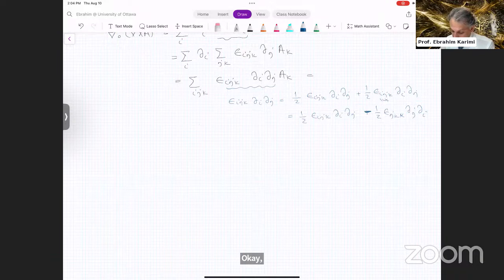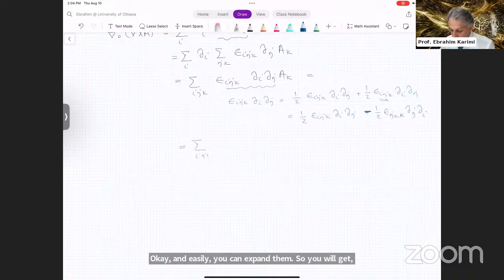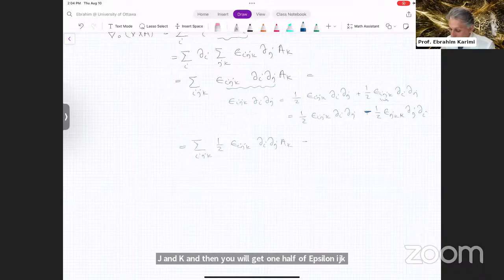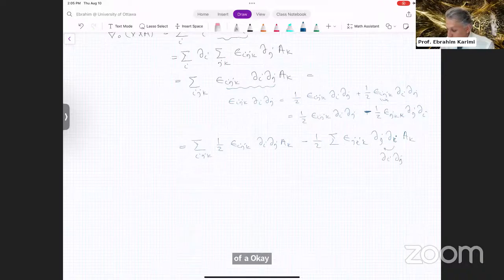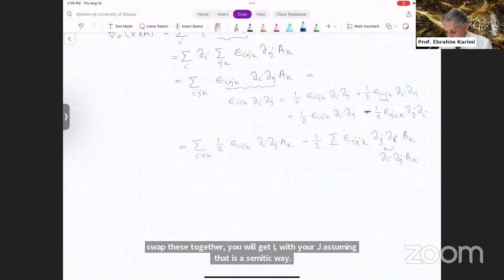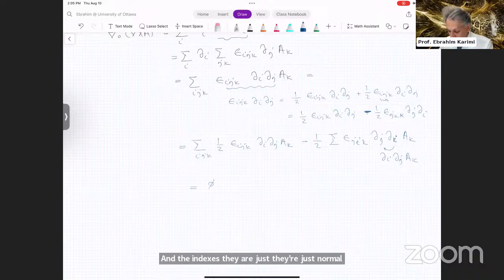So you will get the summation of i, j, and k, and then you will get 1/2 of epsilon i j k, derivative of i, derivative of j, a k, and then minus 1/2 of summation of epsilon j i k, derivative of j, derivative of i, a k. Then swap these together, assuming that is symmetric. And the indexes, they're just a normal one, so the summation of the two will be equal to 0.